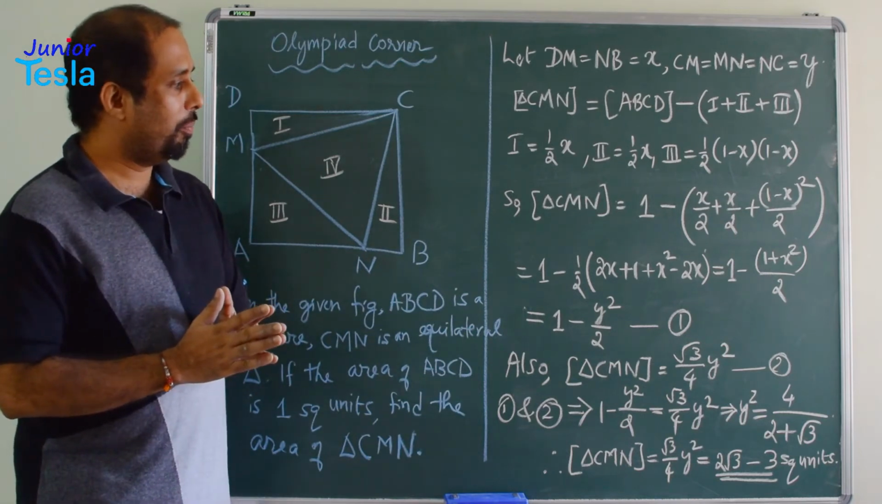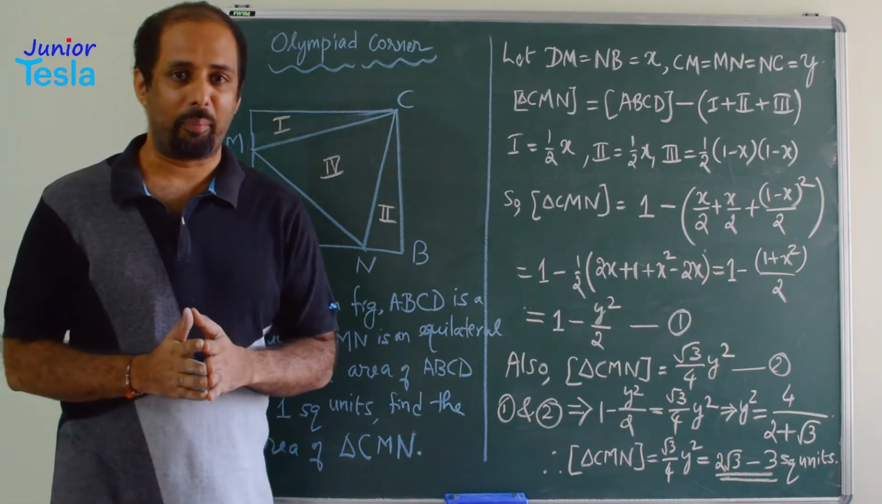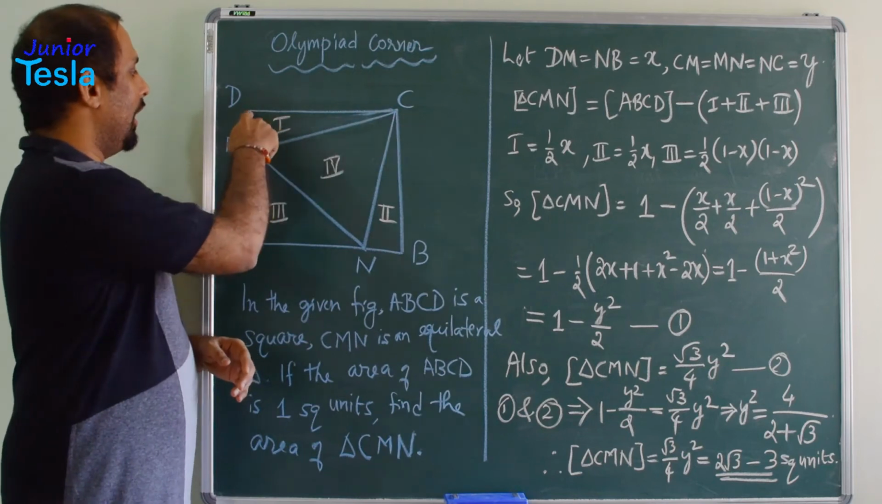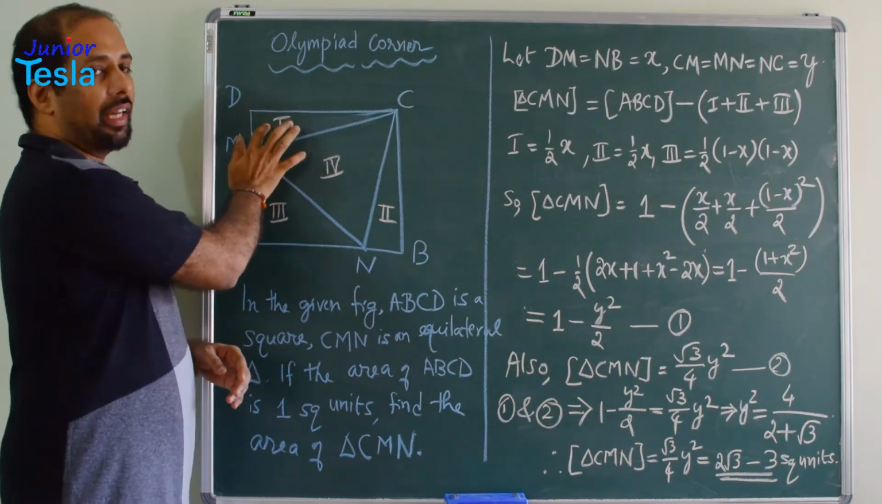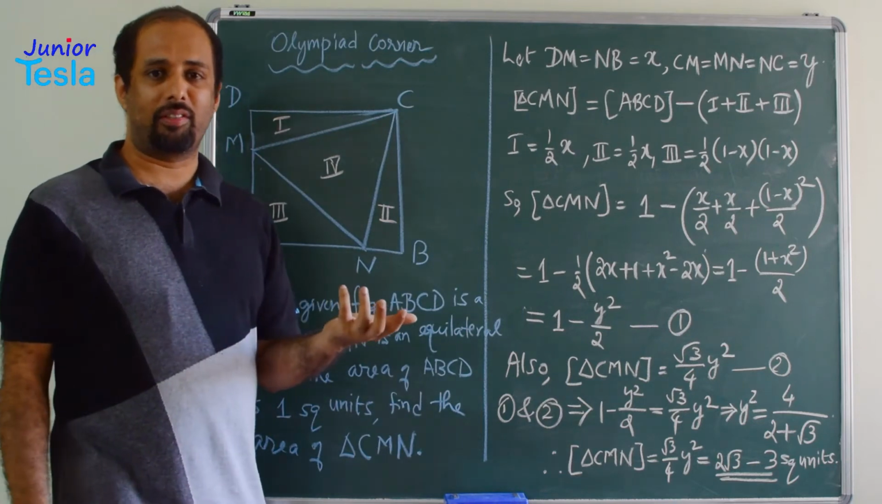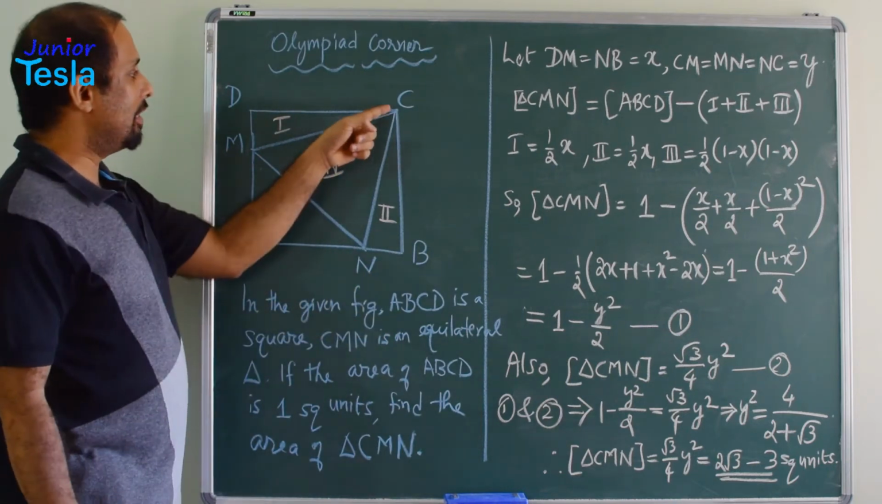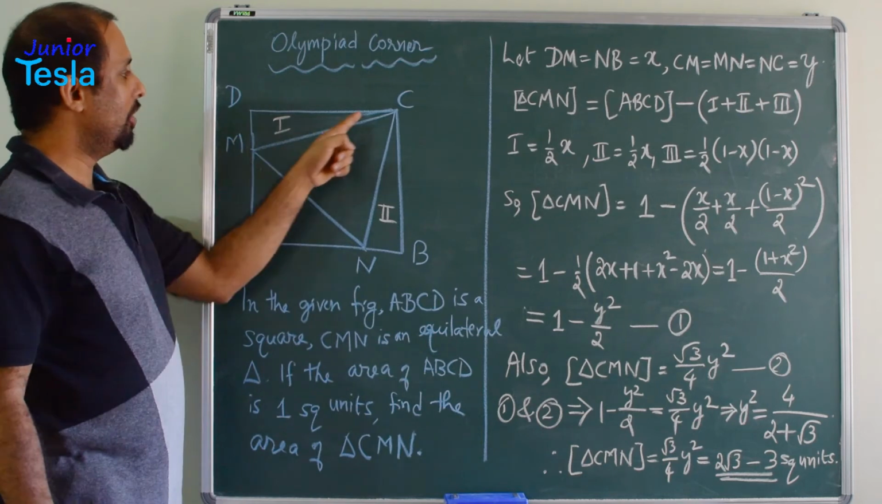Now 1 plus x square is nothing but y square, because this is 1 and this is x. So a square plus b square equals c square. Because it is a right angle triangle, we can apply Pythagoras theorem or Bodhayana theorem. So this square plus this square is equal to CM square.